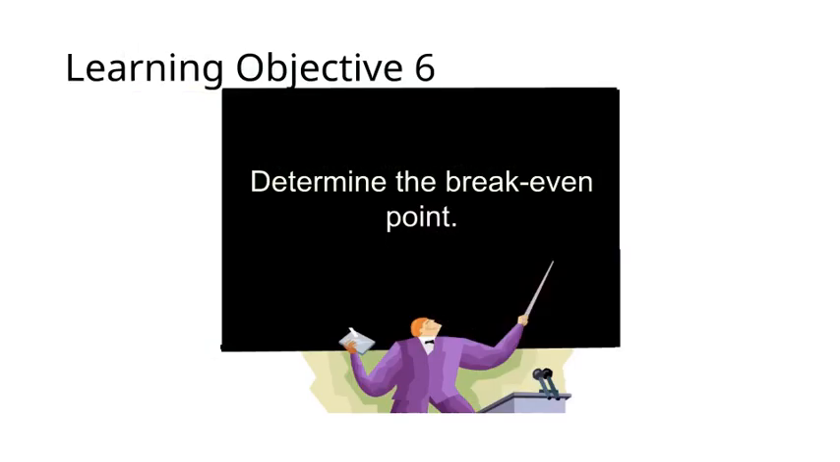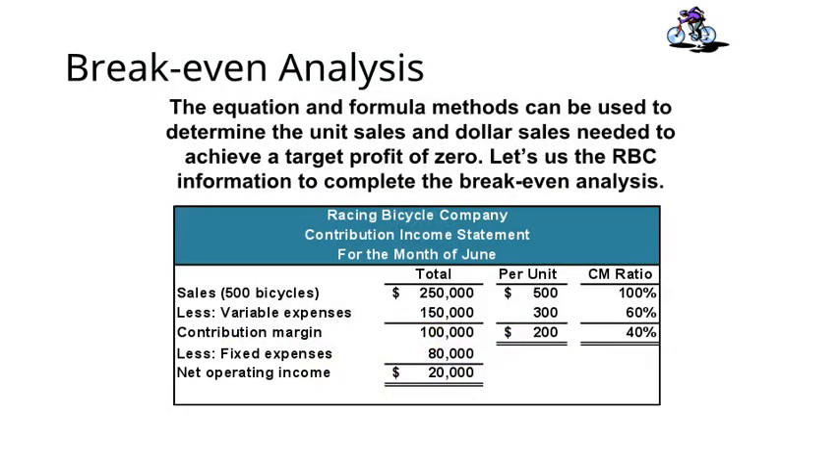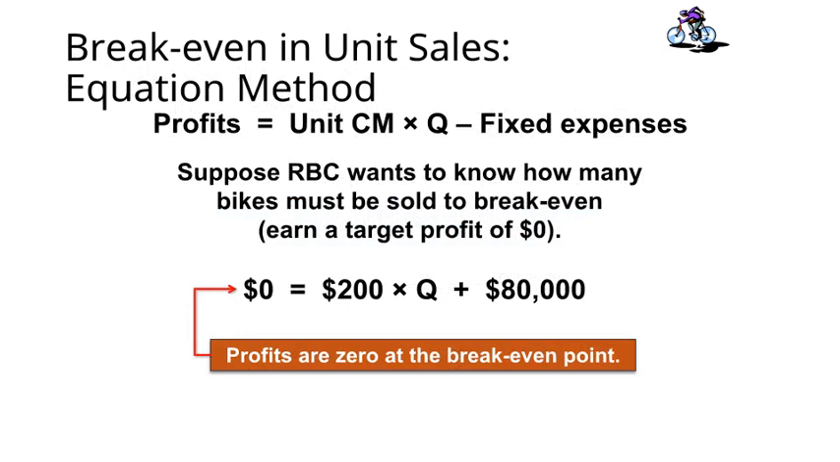Learning objective number 6 is to determine the break-even point. The equation and formula methods can be used to determine the unit sales and sales dollars needed to achieve a target profit of 0. Let's use the racing bicycle information to complete the break-even analysis. To find the break-even point, we set profits equal to 0 and solve for the unknown quantity, Q.